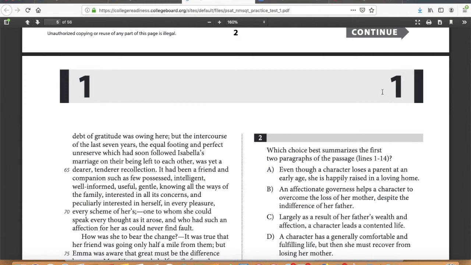Perfect unreserve, which had soon followed Isabella's marriage on their being left to each other, was yet a dear, tender recollection than what? Than the past. Than even the earlier past, right? When she was taken care of as a child. So she's just remembering her friendship, right? Because that's all she has left now, because Miss Taylor's gone. Does that make sense? Yes.